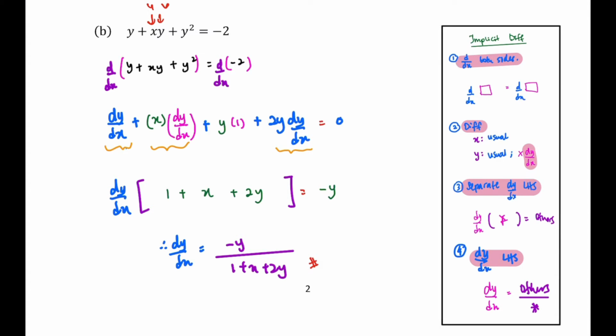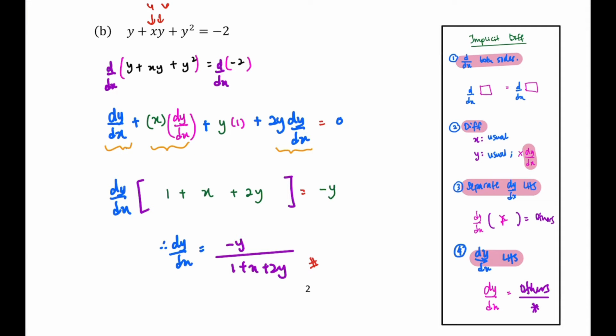So let's see the first term, y. So differentiate y is just 1. And you need to then multiply dy over dx. Plus, so now this is two functions multiplied to each other. We need to use product rule. So keep one, x, differentiate another one, which is dy over dx, plus keep another one, y, differentiate another one, which is 1. So we have finished doing product rule.